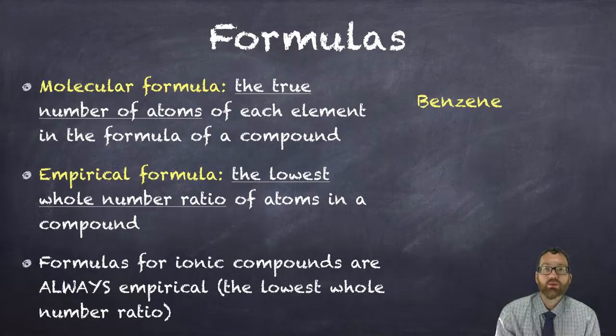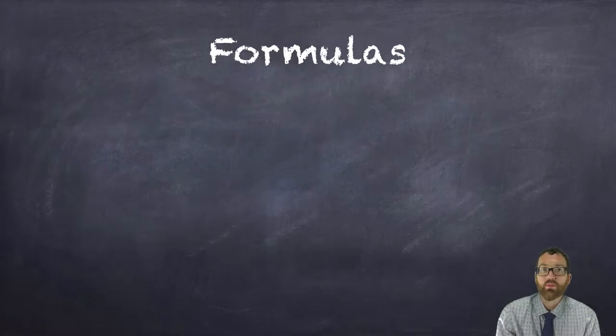Here's an example. There's an organic molecule called benzene, and its formula is C6H6. Now, each of those is divisible by 6, so that's not in its lowest whole number ratio. If we just talked about the ratio of carbons to hydrogens, you'd say for every 1 carbon, there's 1 hydrogen. You wouldn't say for every 6 carbons, there's 6 hydrogens. It's not the lowest whole number ratio. So the molecular formula is C6H6, but the empirical formula would just be CH. We could divide both of those by 6 to reduce it down.